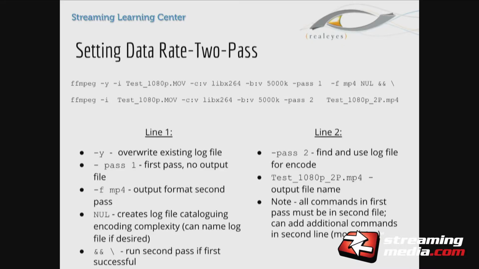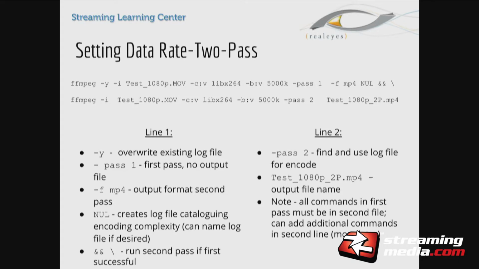And then we see the input file, we see the video codec, we see the data rate, and then we see -pass 1. That tells FFmpeg it's pass 1. You have to list the format in the first line. So we're saying, hey, this is going to be an MP4 encode, and create the null file. And the null file is the log file. And then the two ampersands basically say, hey, if this works, go on to line 2. If you don't have the ampersands, you don't go on to line 2. And then pass 2 is the second line. And the only thing really different here in this particular case is that we're saying, output the MP4 file, and then we name the file.